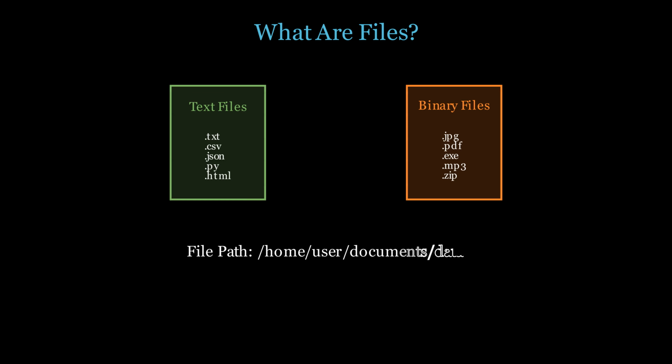Files are located using paths, addresses that tell your computer exactly where to find a file. A path includes the directory structure, the file name, and usually an extension that indicates the file type. Understanding file paths is crucial for file operations.